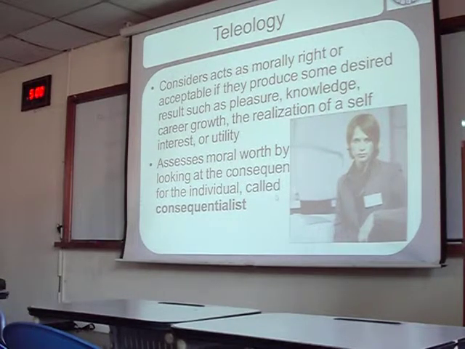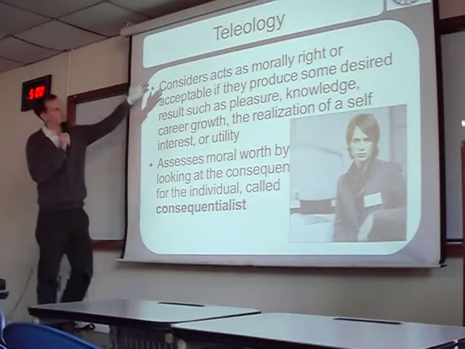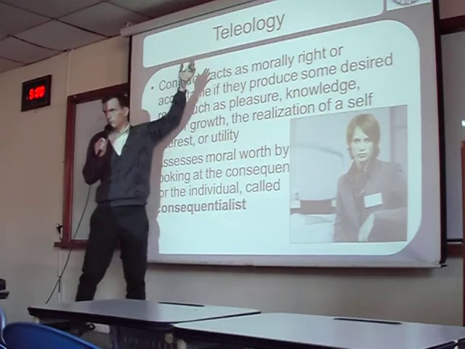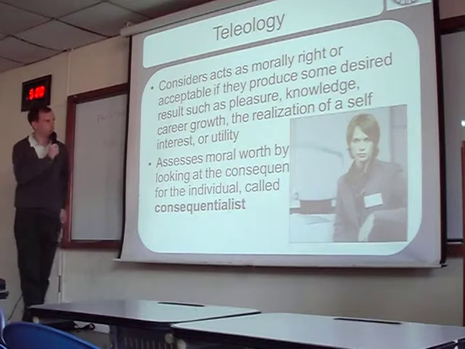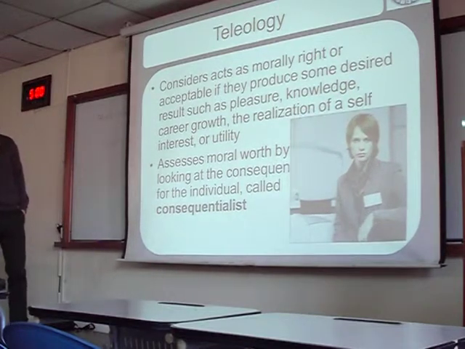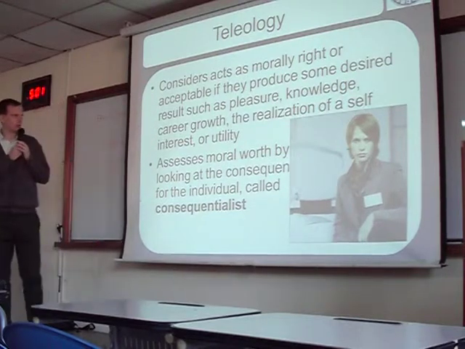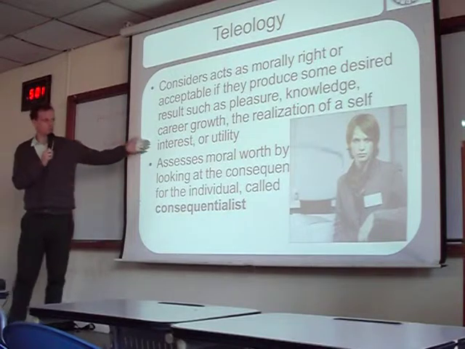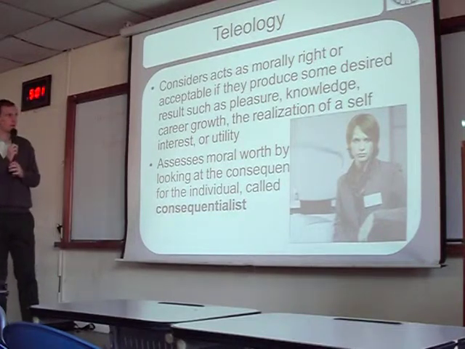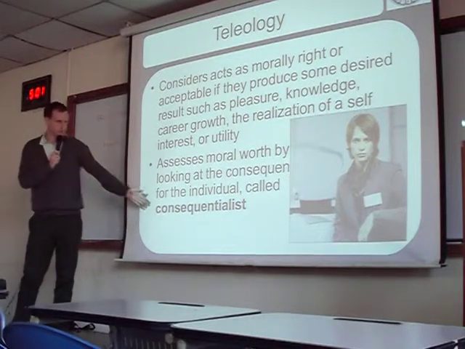So let's have a look at some different philosophies. The first one is teleology. You don't have to remember this name, okay? I'm not going to test you on the name, just the idea. So if something produces a result such as pleasure, knowledge, career, growth, the realization of a self-interest or another utility, something useful, then it's morally right or acceptable. So this is called consequentialist.